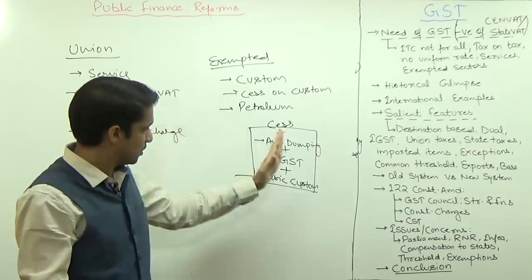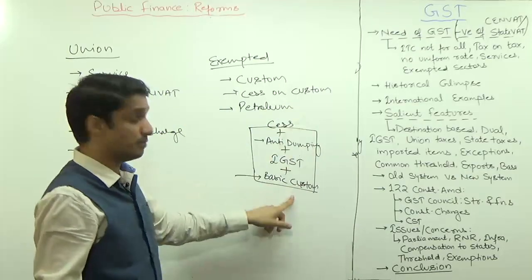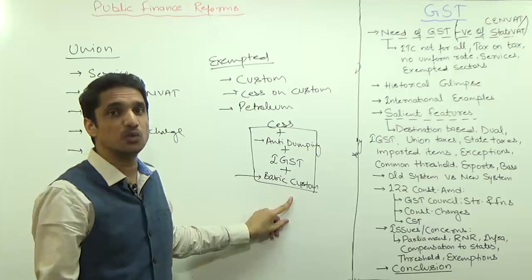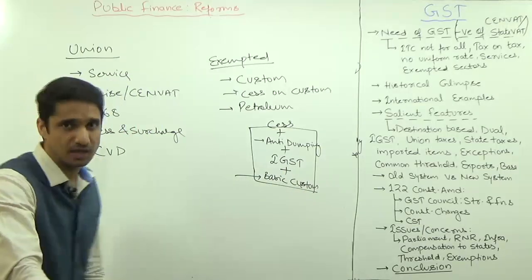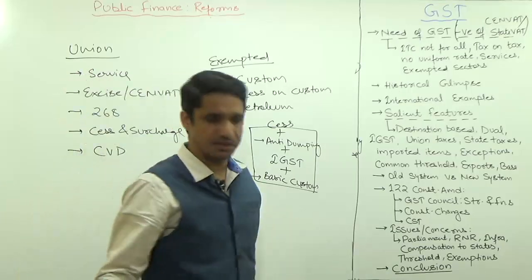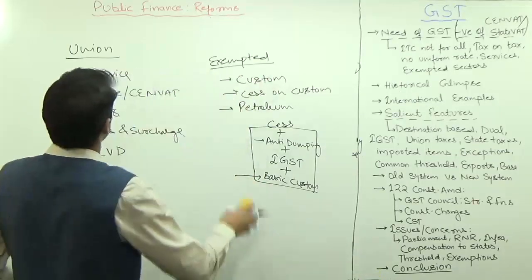So in case of the import of items, once GST will come, basic custom will be continued, plus IGST will be there, plus if required anti-dumping will be there, and cess on custom will be there. So these are the exceptions.